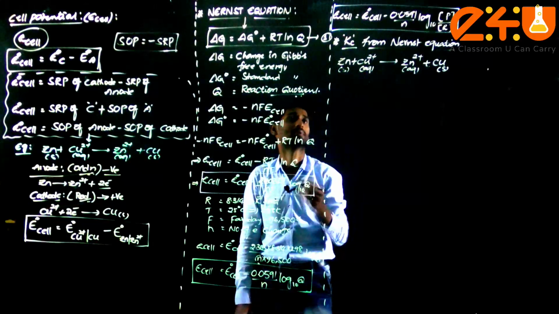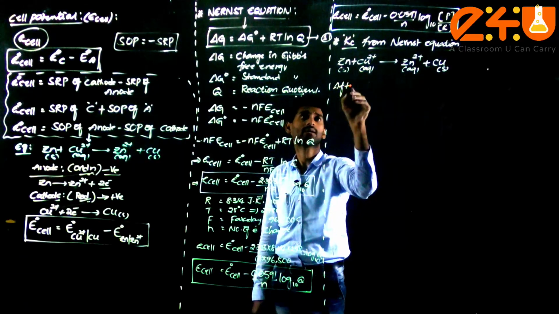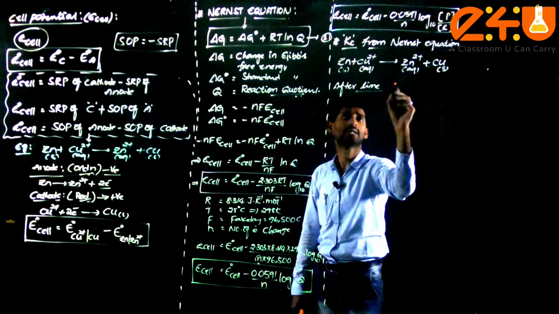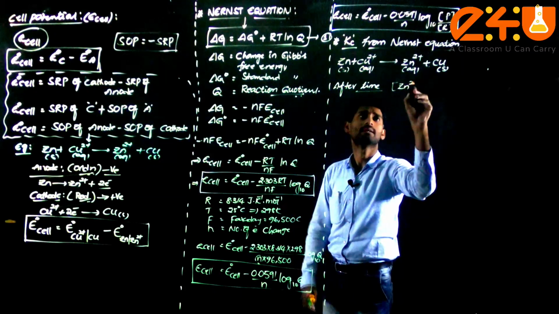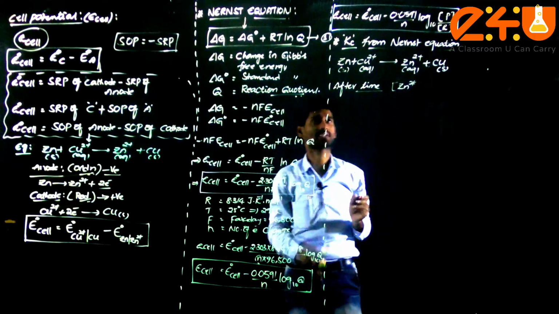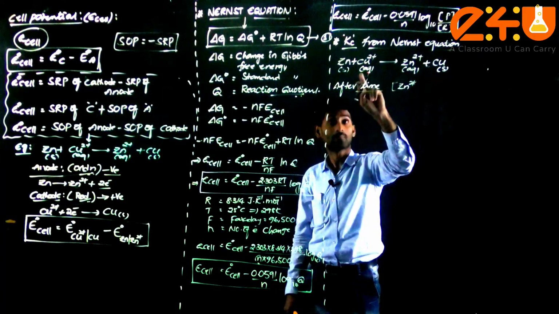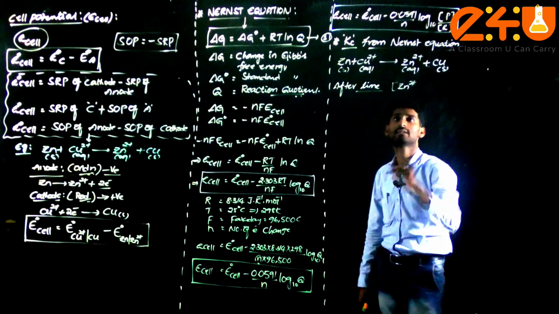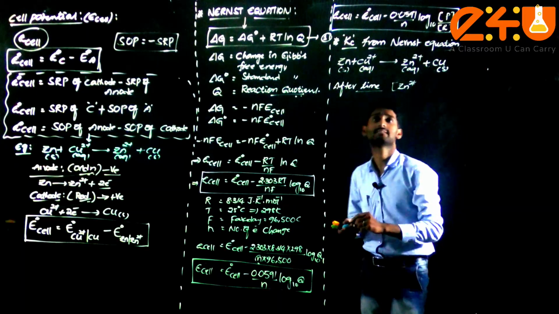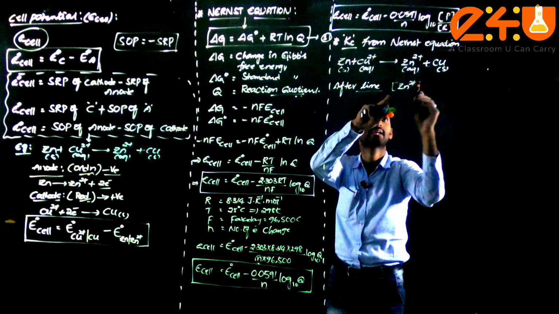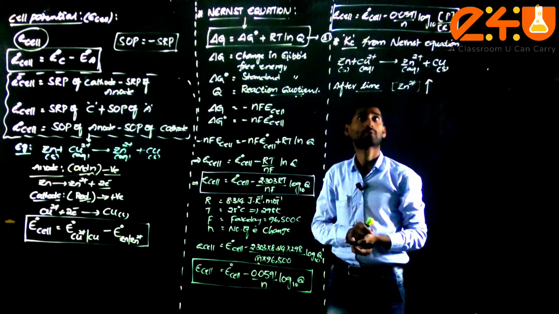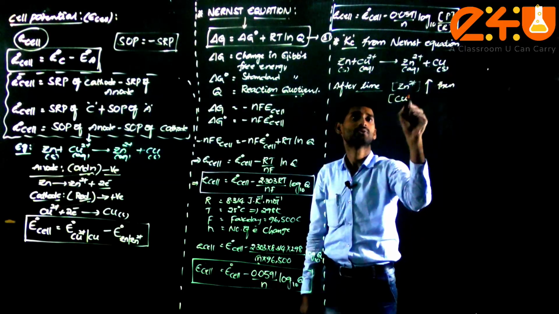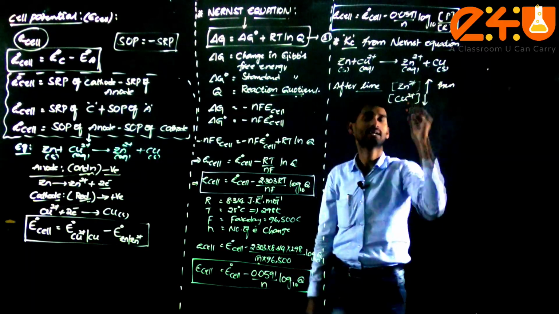After some time passes, what will happen? As we already studied, at the initial time the concentration of the reactants is more, and at the same time the concentration of the product is nil. After some time, slowly the concentration of the products increases. That means here the concentration of Zn2+ increases, and at the same time the concentration of Cu2+ ions will be decreasing.